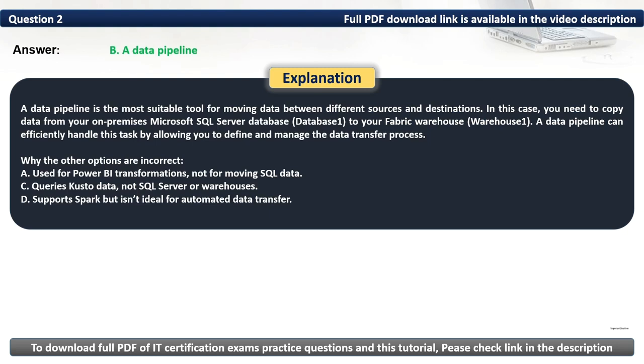A data pipeline is the most suitable tool for moving data between different sources and destinations. In this case, you need to copy data from your on-premises Microsoft SQL Server database to your Fabric warehouse. A data pipeline can efficiently handle this task by allowing you to define and manage the data transfer process.